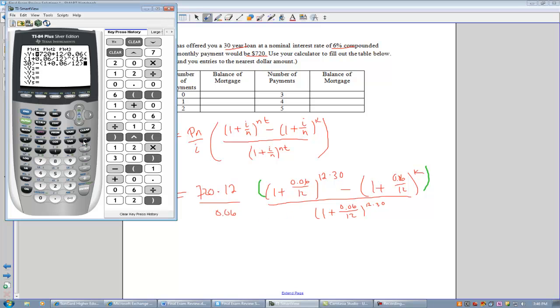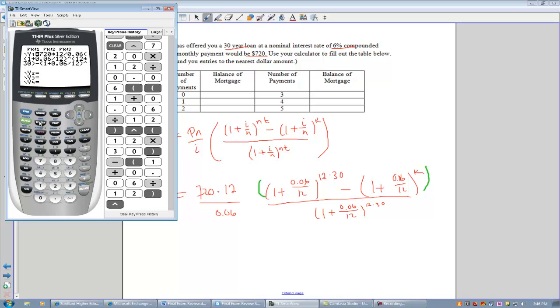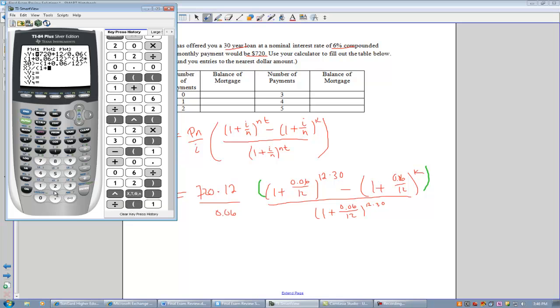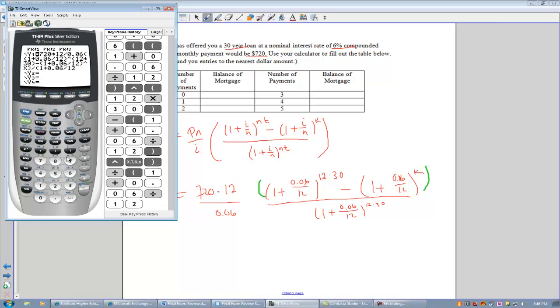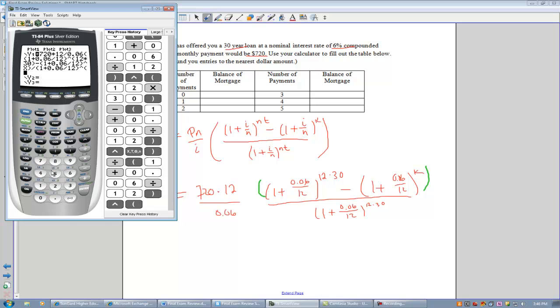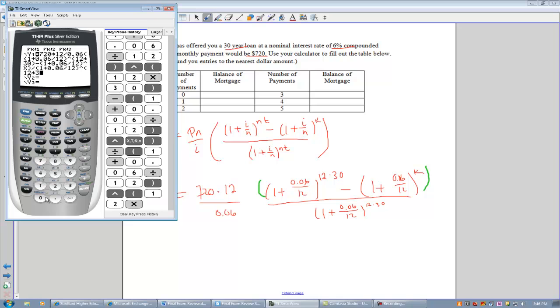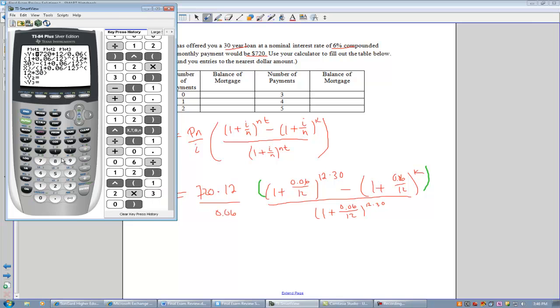Okay, and then I'm going to raise this one to the x, and then in parenthesis for that green parenthesis right there, and then divided by left parenthesis 1 plus 0.06 divided by 12, right parenthesis raised to left parenthesis 12 times 30, end parenthesis. All right, now if I put everything in there right, I should be able to make my table.